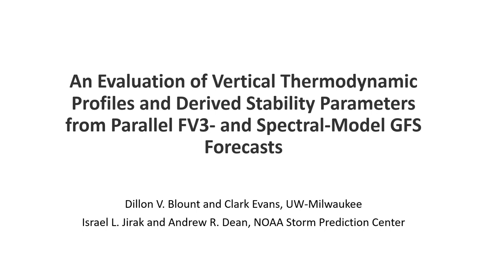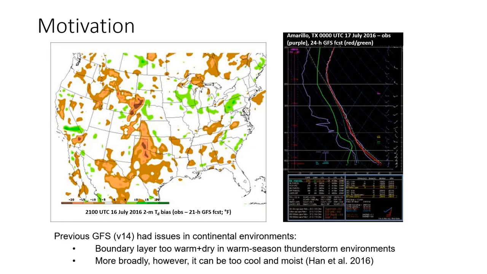I want to give a special thanks to Clark Evans, my advisor at UW-Milwaukee, and Israel and the Indian at the Storm Prediction Center for help on this project. So a little motivation, the previous GFS version 14 had issues in continental environments. SPC noted that the boundary layer is too warm and dry in warm season thunderstorm environments. And you can see this on the above figures.